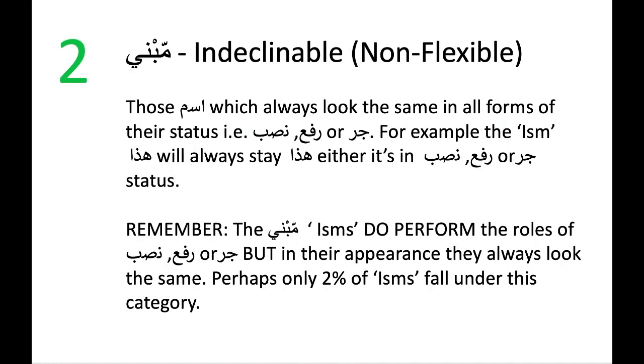Number 2, mabni or indeclinable. Those isms which always look the same in all forms of their status, that is rafa, nasab or jar. For example, the ism hada will always stay hada, either in rafa form, nasab form or jar status. Please note, the mabni isms do perform the roles of rafa, nasab or jar, but in their appearance they always look the same. Perhaps only 2% of isms fall under this category.